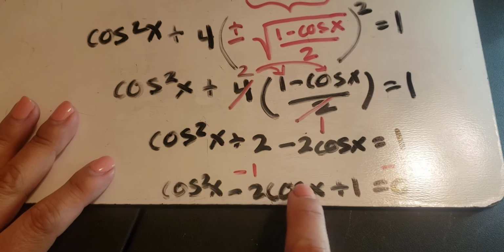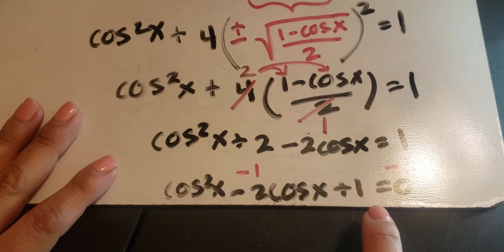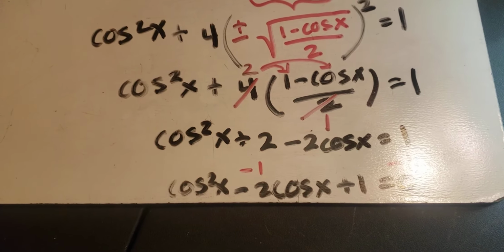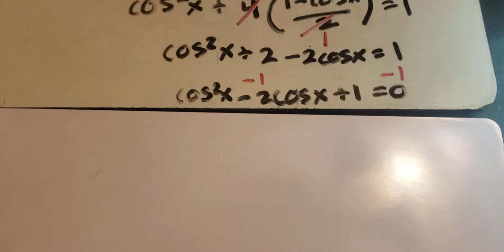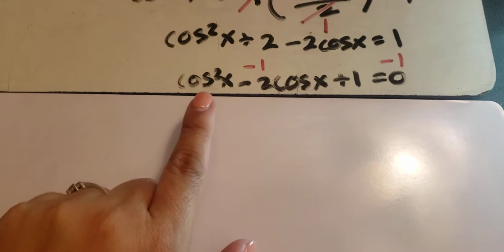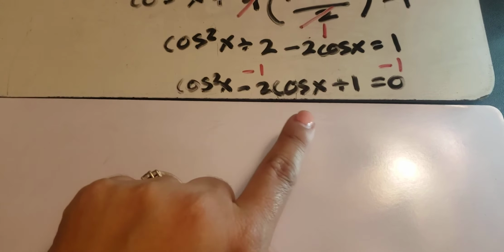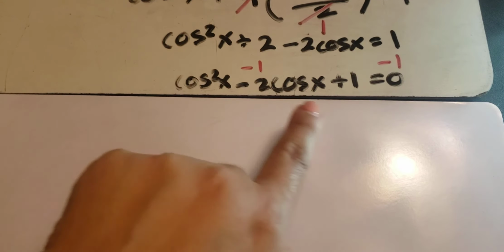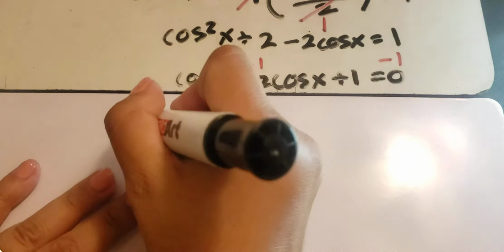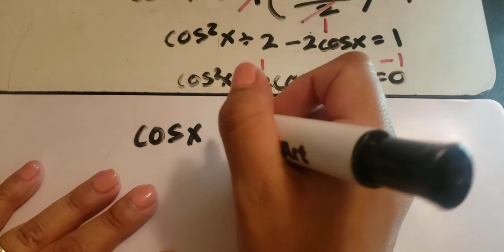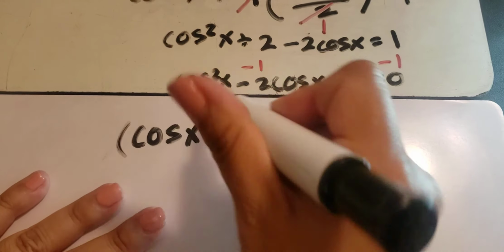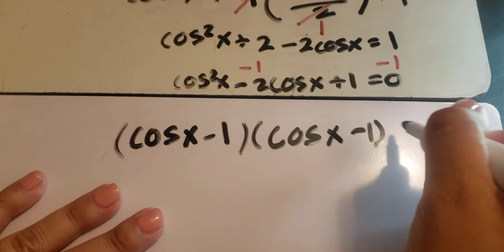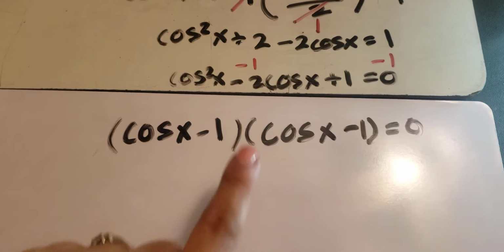The reason I rearranged it is because it's starting to look like a quadratic trig equation. So now we're going to factor it. Let me get a different whiteboard because I'm running out of room. Here we go. Now we have cosine squared of x minus 2 cosine of x plus 1 equals 0. Basically, I can use the AC method. This is just a quadratic equation, so this would be cosine of x minus 1 and cosine of x minus 1 equals 0.